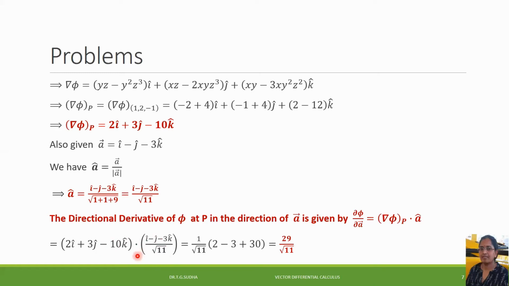We know that i dot i, j dot j and k dot k are equal to 1, and the rest of the dot products are equal to 0. So we get 2 into 1, that is 2, 3 into minus 1, that is minus 3, minus 10 into minus 3 is plus 30, into 1 by root 11. So we get that to be equal to 29 by root 11. So this is the required directional derivative of phi at P along A.